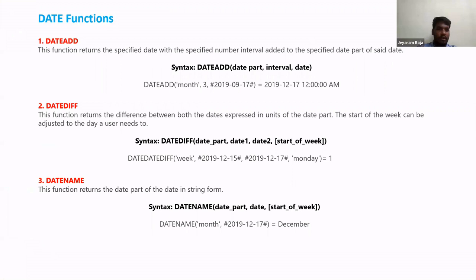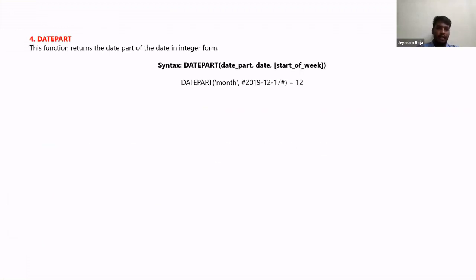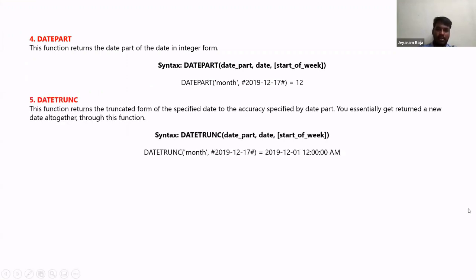So next, date part. This function returns the date part of the date in integer form. Earlier we saw a function, date name. It returns the month or date or day, whichever, as a string. But this function returns it in integer form. As you can see, earlier with month in date name it was December, and in date part it's showing 12, which is an integer. This is the difference between the date name and date part functions.